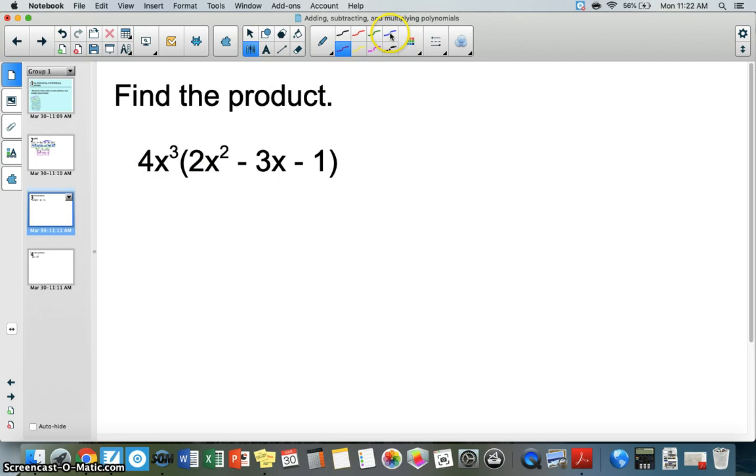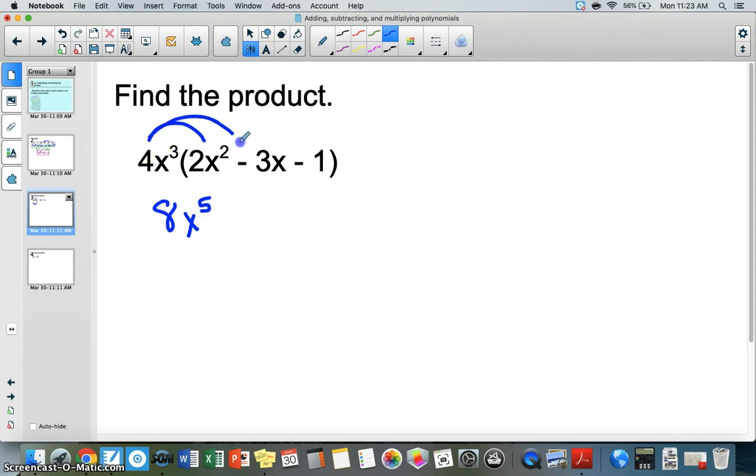All right, next problem wants us to find the product, which means to multiply. So what I need to do is just use the distributive property to multiply this 4x cubed into the parentheses. So I'm going to do 4x to the third power times 2x to the second power. So 4 times 2 would give me 8. And then when I multiply x cubed times x squared, what I need to do is add those exponents. So that would give me x to the 5th.